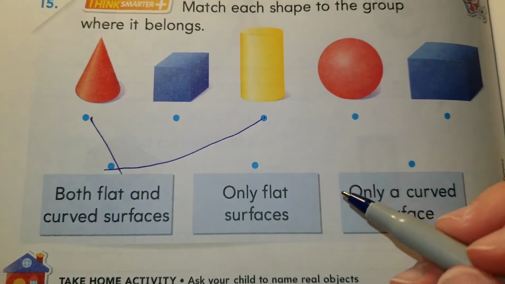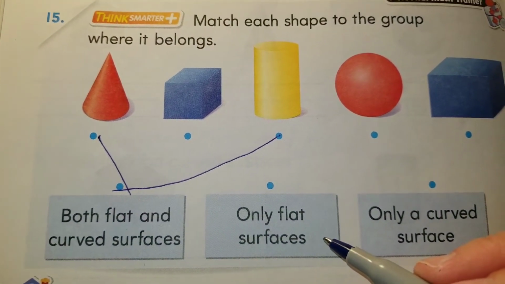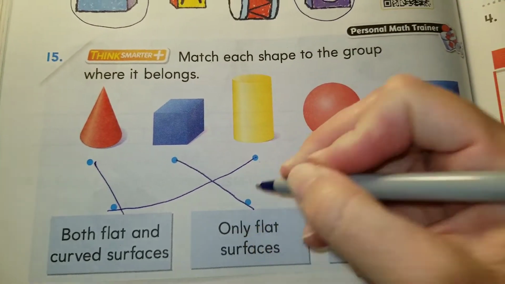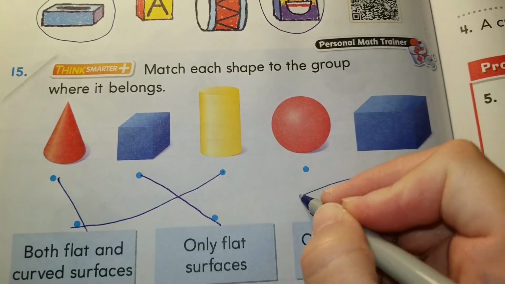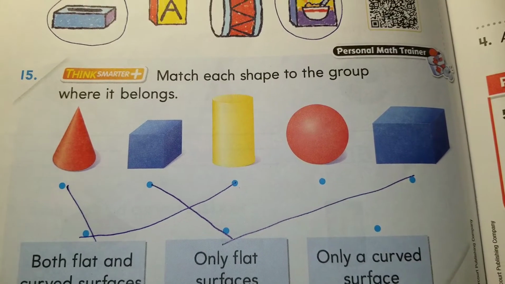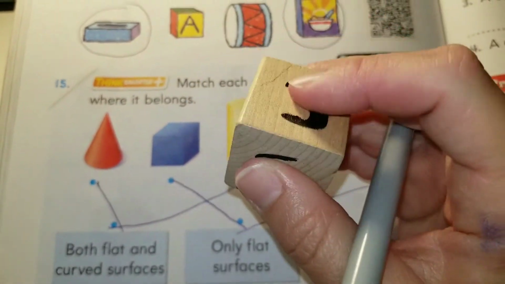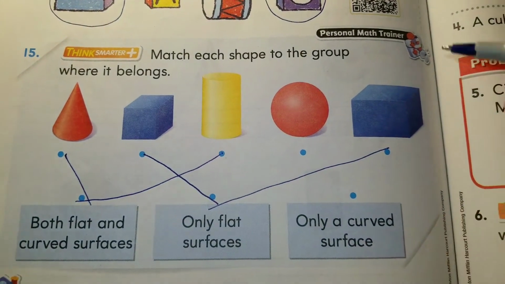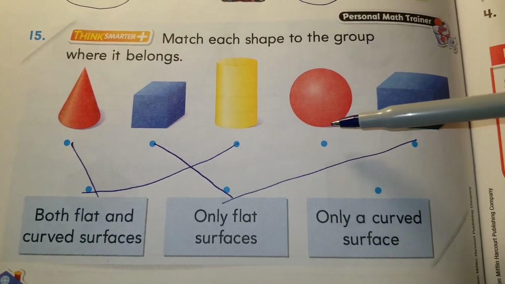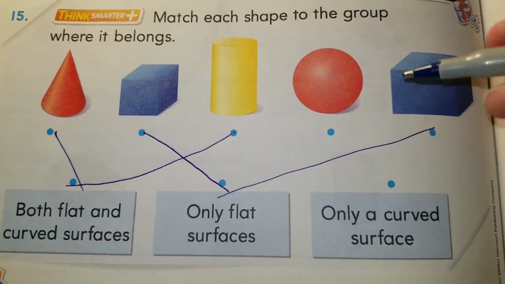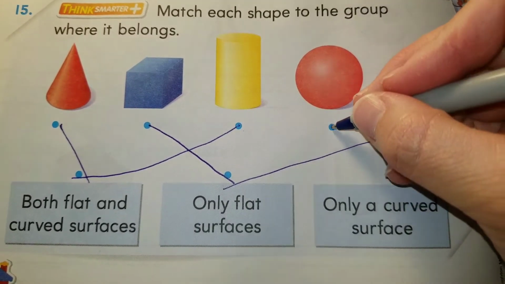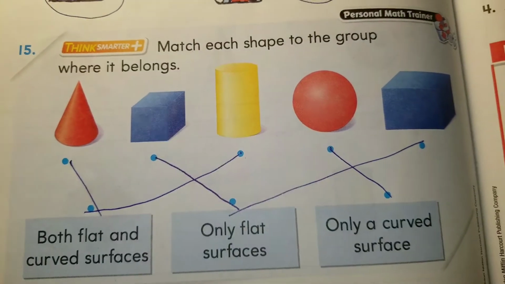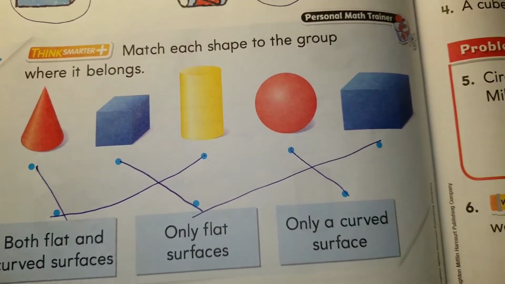All right, only flat surfaces. There were two that met that category: the cube and also the rectangular prism, because they only have flat surfaces. And finally, the sphere, it's alone on the only curved surface. The sphere is one of a kind, right? It's like each of you, one of a kind.